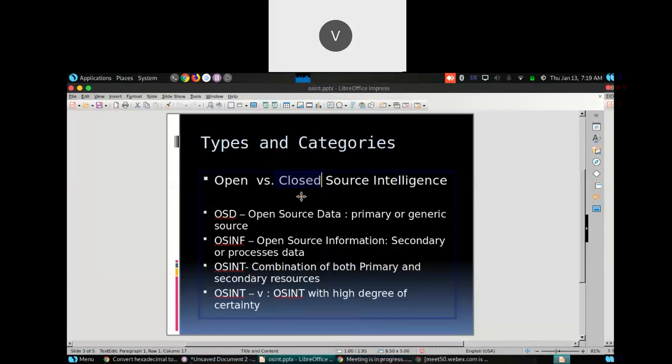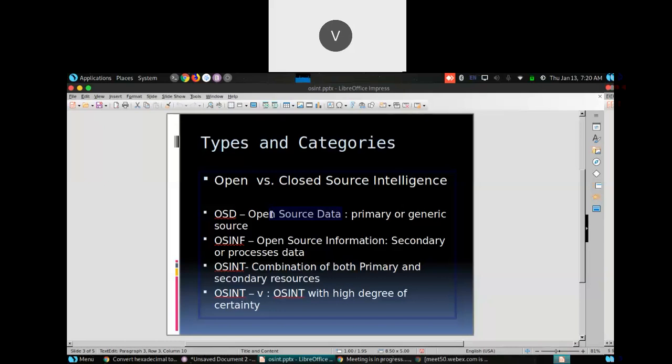I have told you what open and closed source intelligence is. Now let's move to open source data. The data coming from the primary or generic source, the basic source, like direct satellite images and direct signals from satellites, is considered data. These images are not processed or filtered, just raw images coming from the satellite. We need to process them to get certain information or photos from that. That is known as open source data, coming from primary or generic sources.